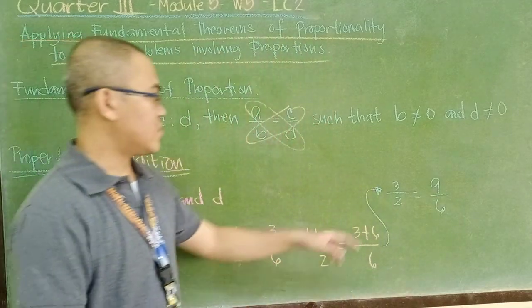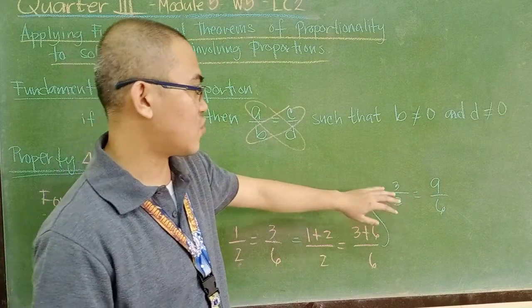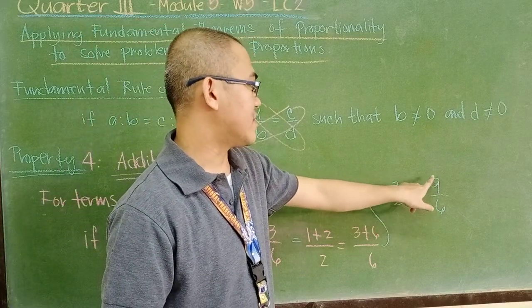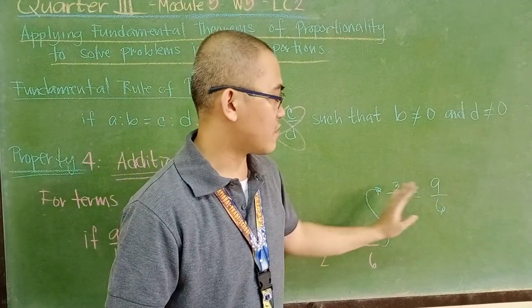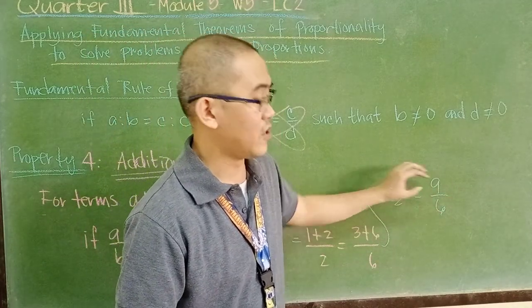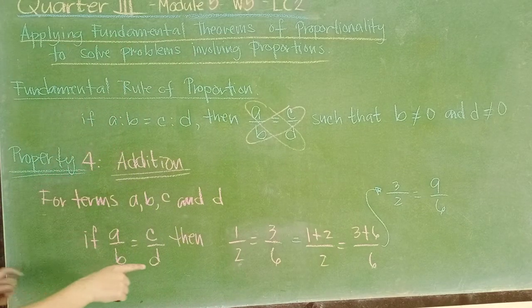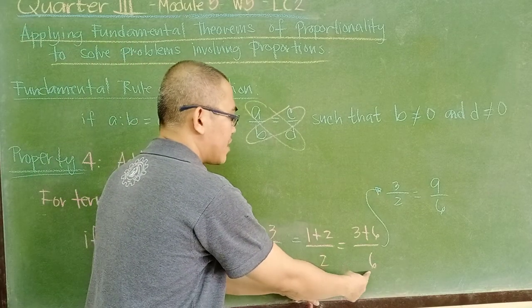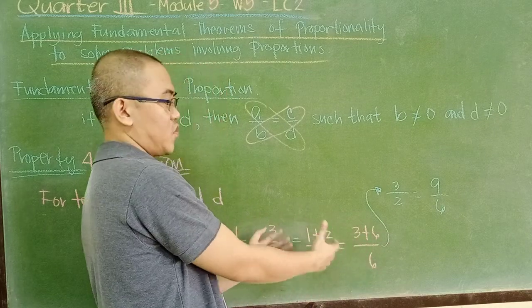Now, kung titignan natin, yung 3 over 2 is equal to 9 over 6 is still correct. Kasi pag kinuha mo yung lowest term ng 9 over 6, nilitaw yung 3 over 2. So these two are still proportional, or these two are still equal. So dito sa may property number 4 for addition, kung ano yung denominator mo, tapos in-add mo doon sa numerator, yung magiging resulta is proportional pa din, or equal.